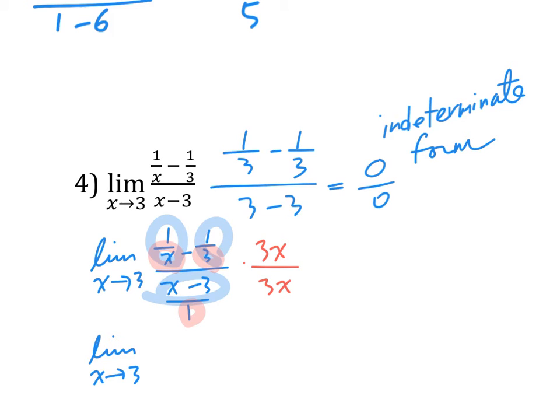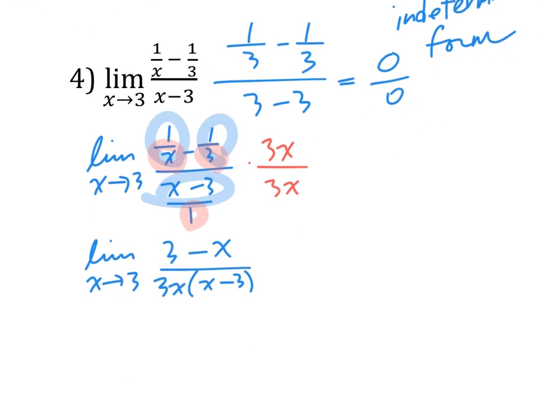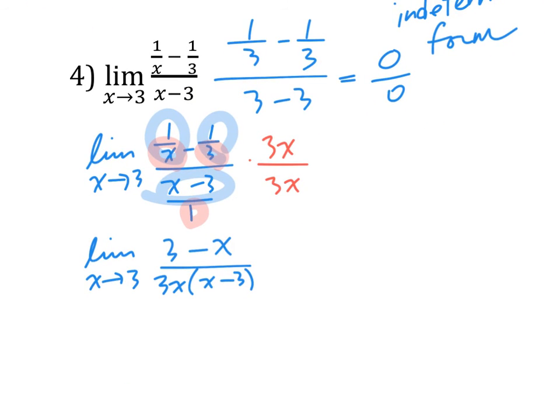So 3x times 1 over x is 3. 3x times 1 over 3 is x. And in the denominator, we have 3x times x minus 3. A little trick, again: we want to cancel out some factors in the denominator. So please do not distribute. If you do, you're going to have to undistribute or factor, and it's just a waste of time. So leave it in the factored form.